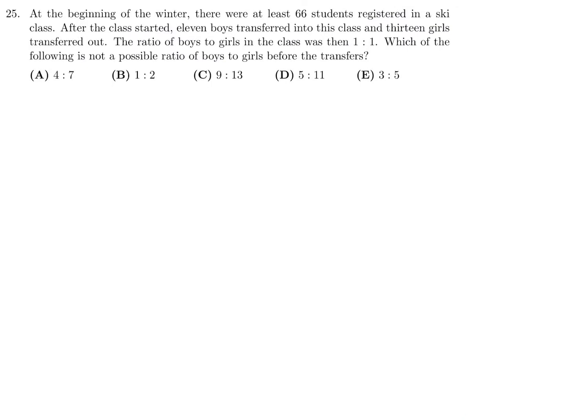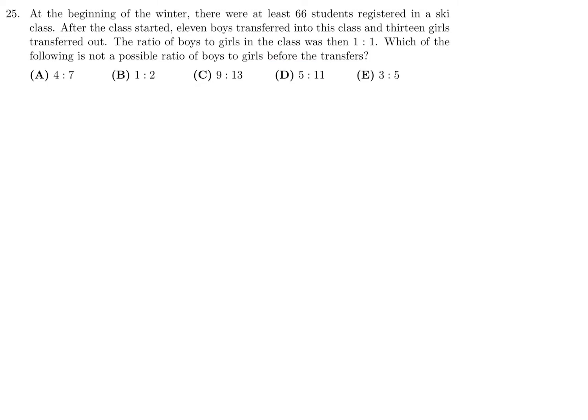At the beginning of the winter, there were at least 66 students registered in a ski class. After the class started, 11 boys transferred into this class and 13 girls transferred out. The ratio of boys to girls in the class was then 1-to-1. Which of the following is not a possible ratio of boys to girls before the transfers?